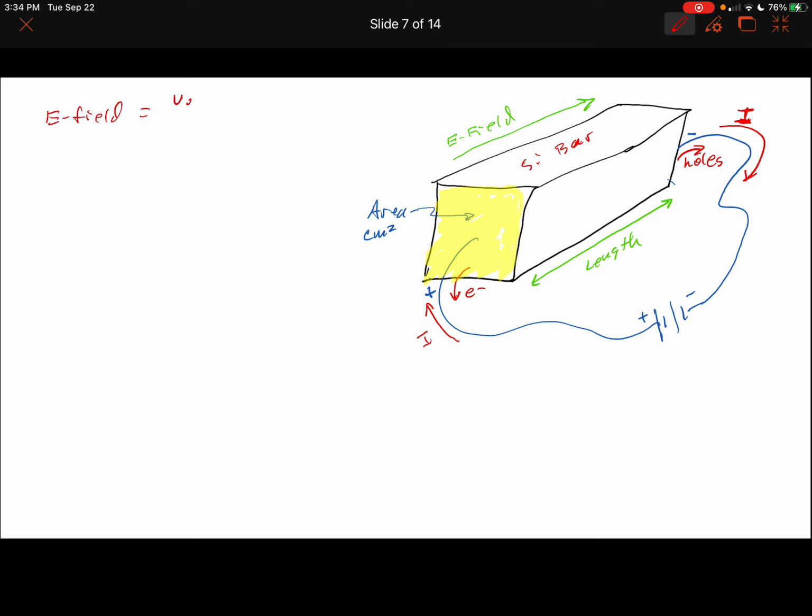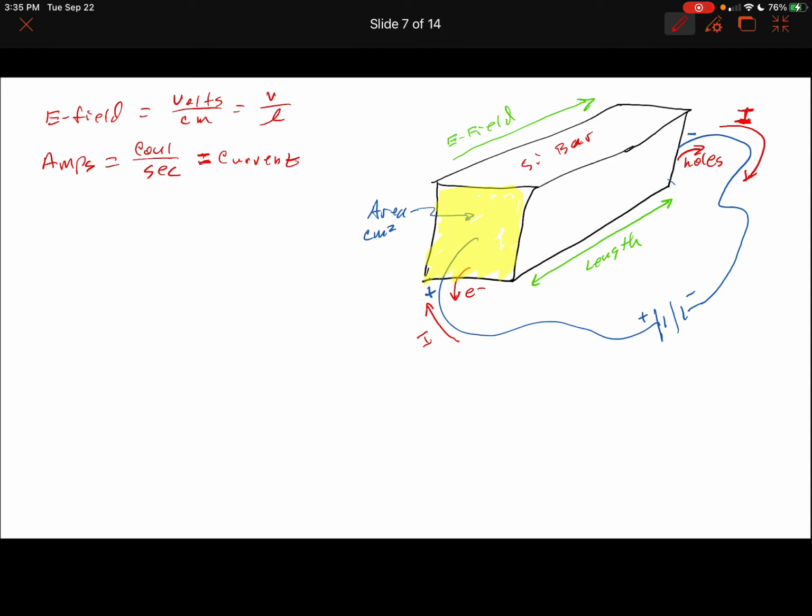Now, I said there'll be current flowing, and it'll be going from plus to minus. Current, amps, are coulombs per second, charge per second. That's a current. So there's an electric field, and there's a current.